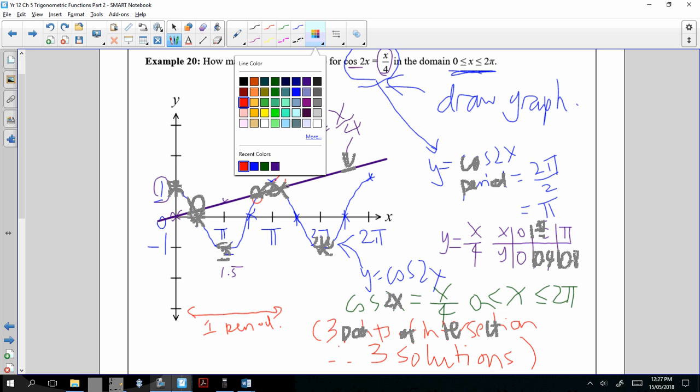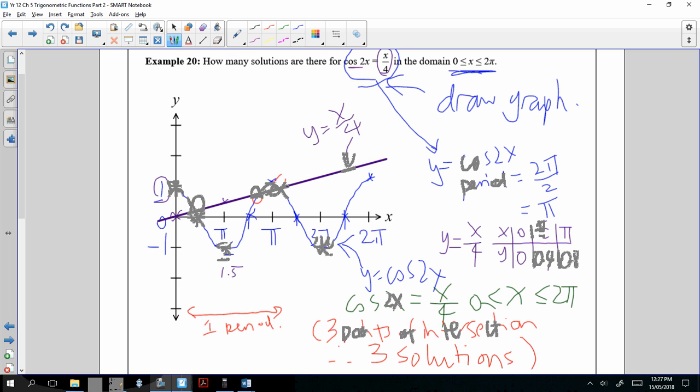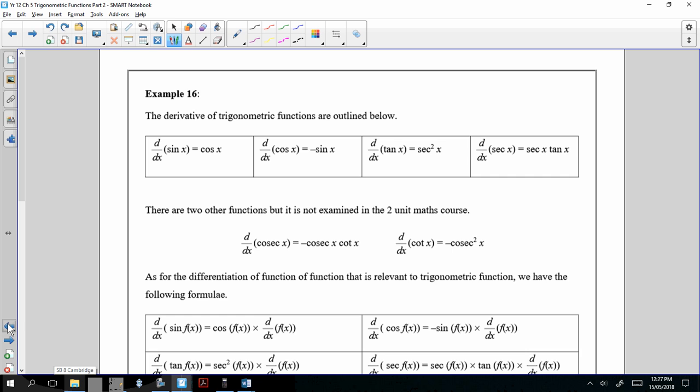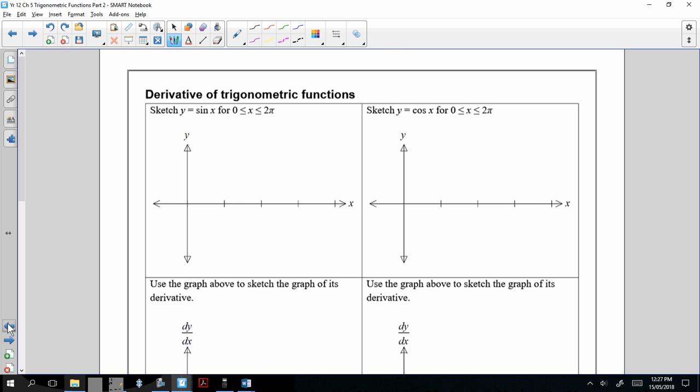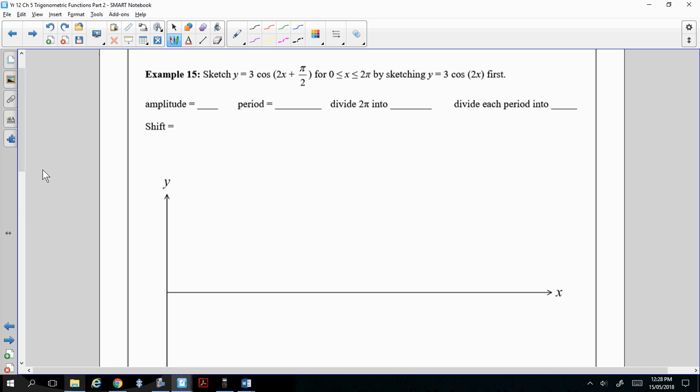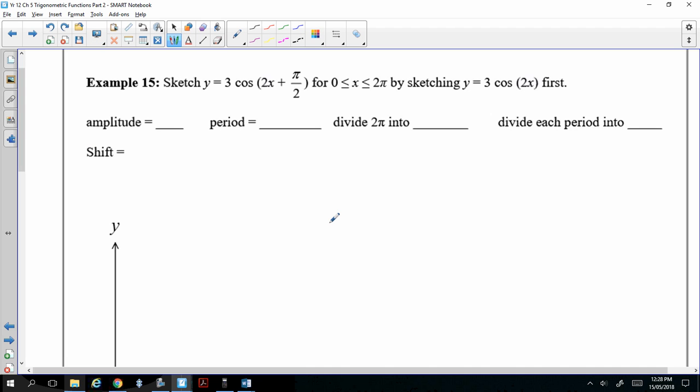All right, all done? Okay, let's move on to the next page, previous page, page 7. We're going to draw this graph. This graph is a bit harder. It has a 2x there, and a pi over 2. So what do we do? We can do that by sketching cos 2x first. Let's get this graph first.